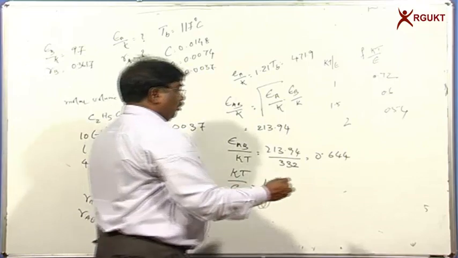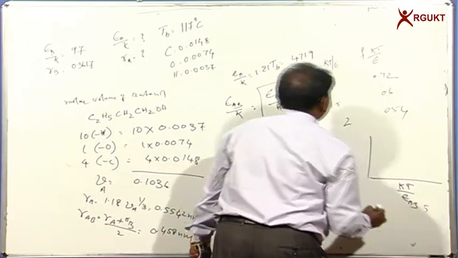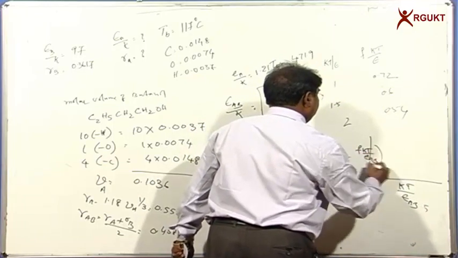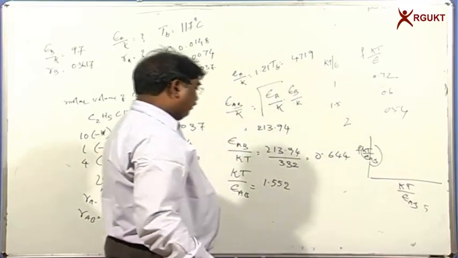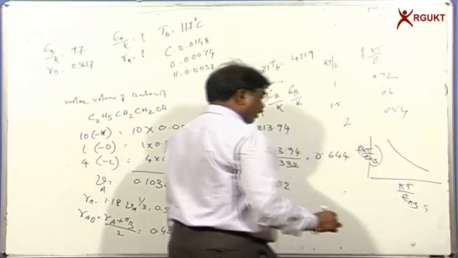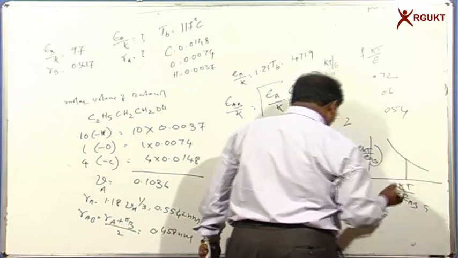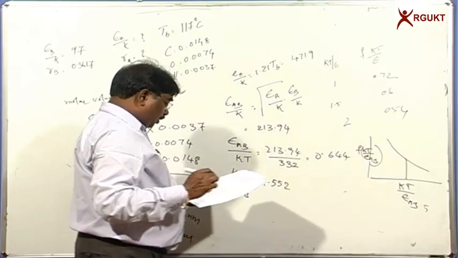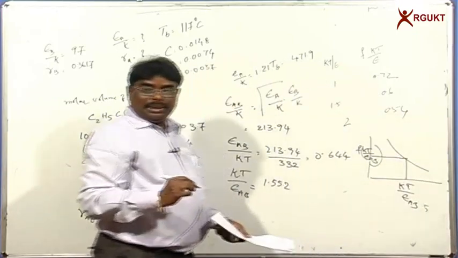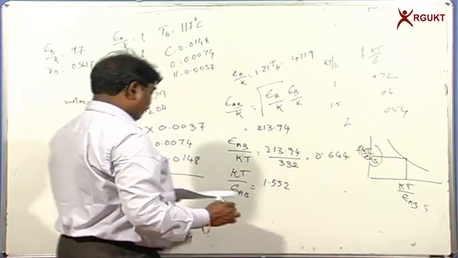Now one can plot a graph between KT by epsilon AB and f of KT by epsilon AB, because for every value of KT by epsilon AB, f of KT by epsilon AB is known. So you can plot a graph, and for this situation your KT by epsilon AB is equal to 1.552. So we are going to get f of KT by epsilon AB, and you can note that down.